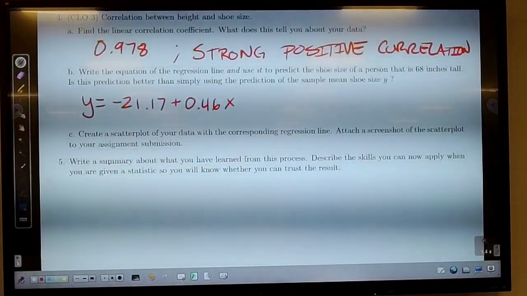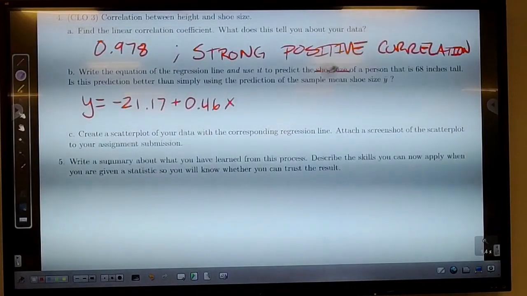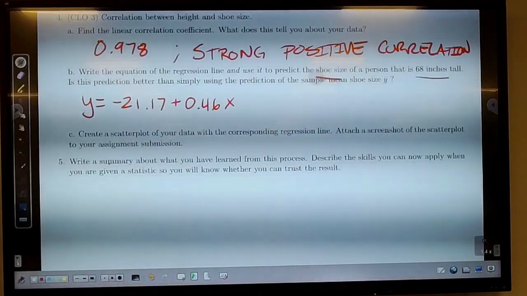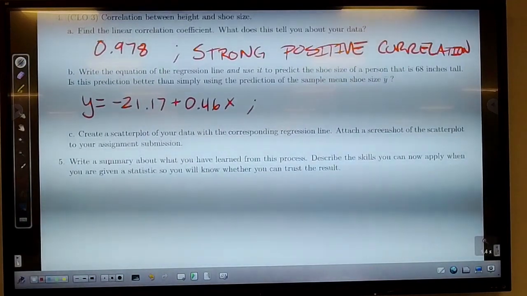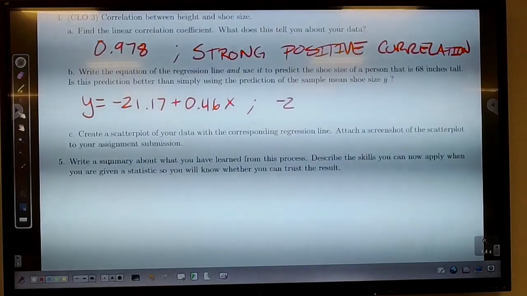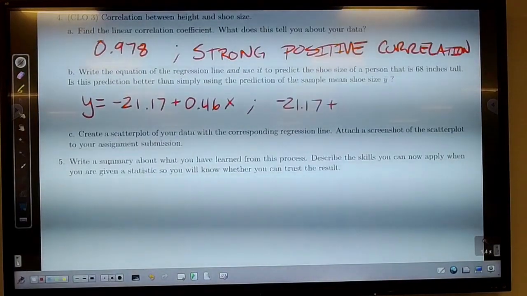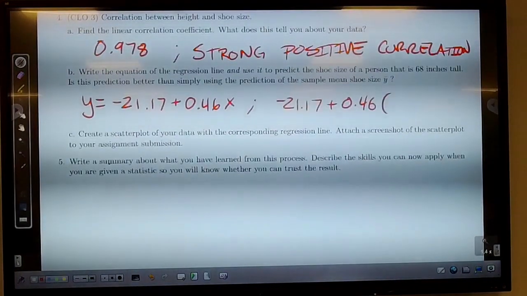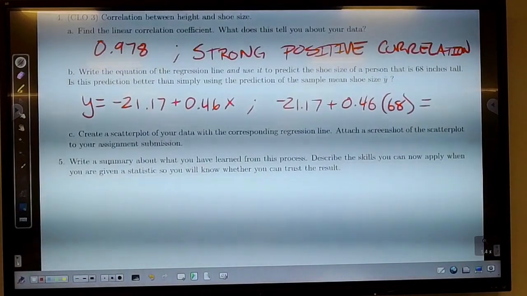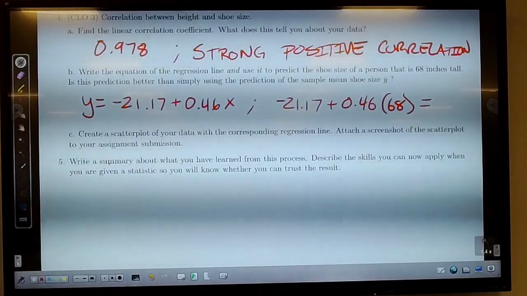What are we predicting here? The shoe size of a person 68 inches tall. So I will compute minus 21.17 plus 0.46 times 68. I get 10.11.